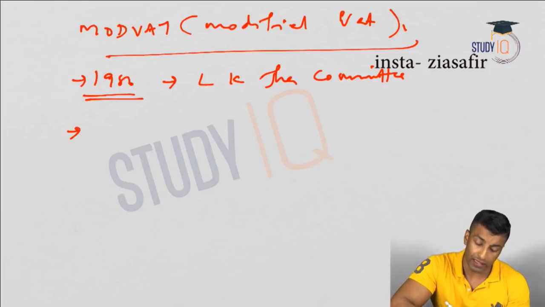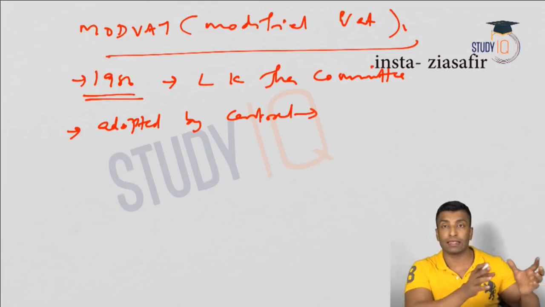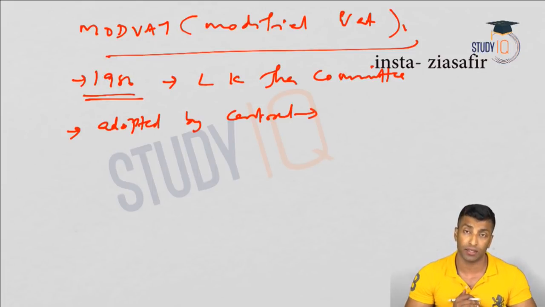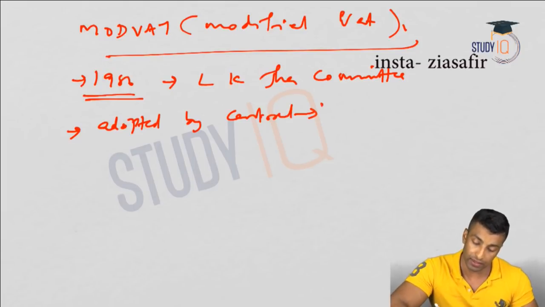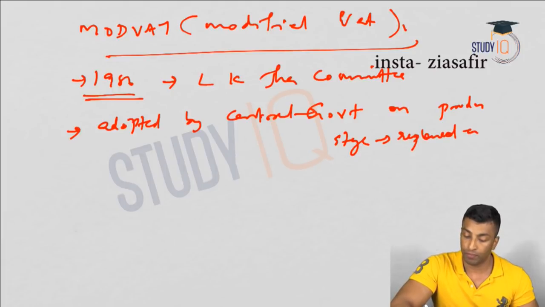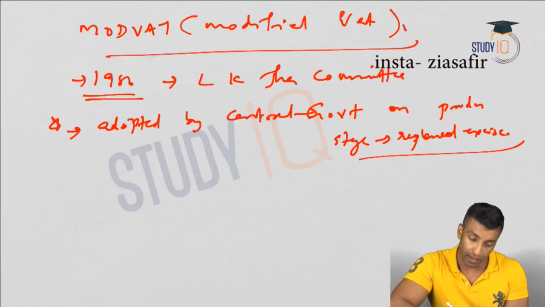It was adopted by the central government. Which tax was the central government charging? It was excise, right? So excise on production. So it is again on production, by the central government. So it will be replacing what? Excise. So on the production stage, it replaced excise. So that has to be clear for you.